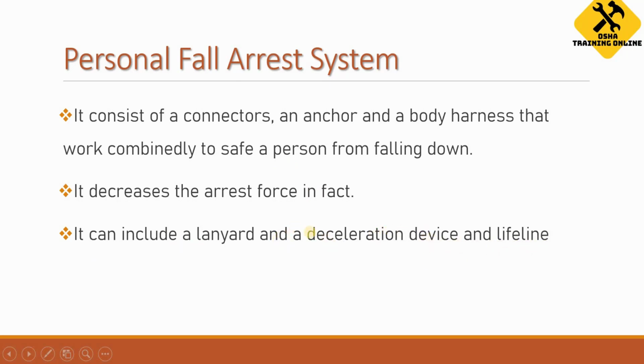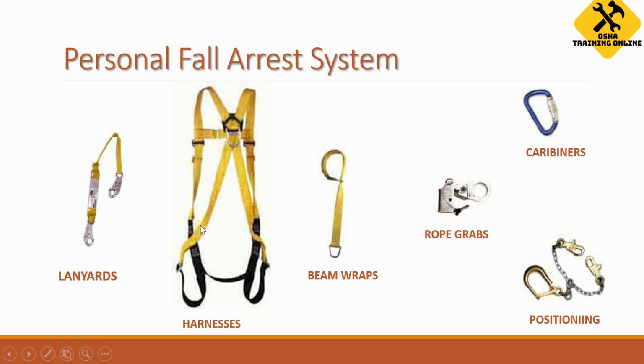Now, if a worker works at a certain height, in that case a harness is needed, different kinds of connecting devices and anchors are needed, and you will see what arrest force and a deceleration device are in the next slide. By looking at the picture, you will have a clear concept of the personal fall arrest system. As you can see, this is a full body harness.